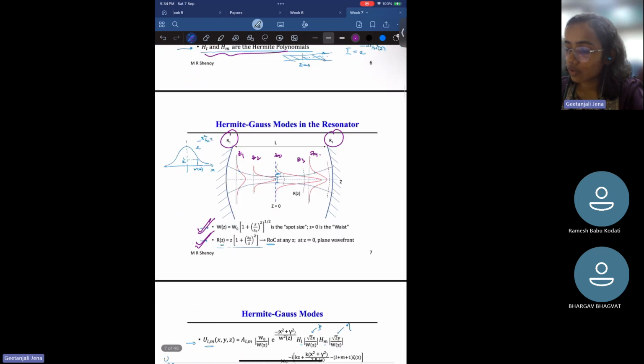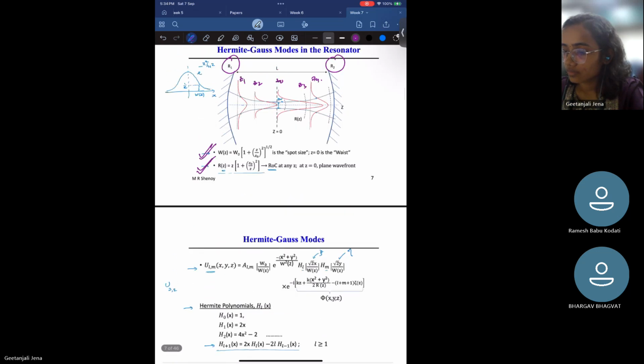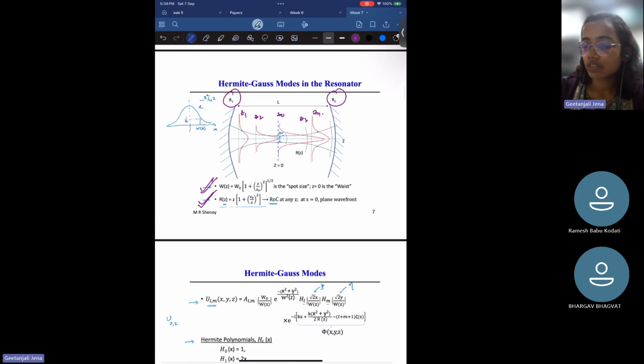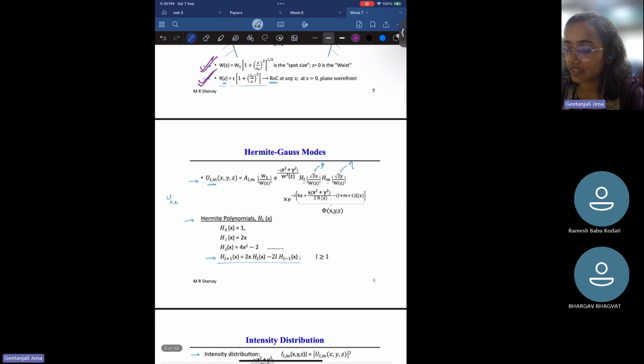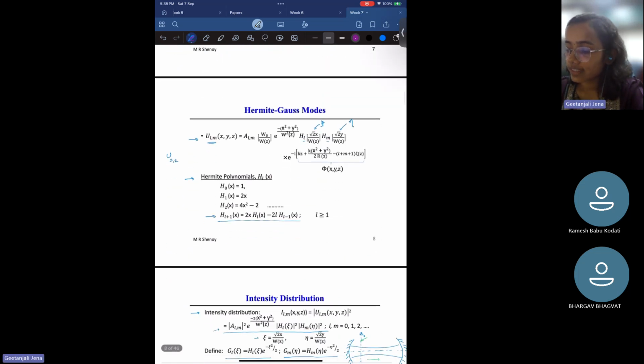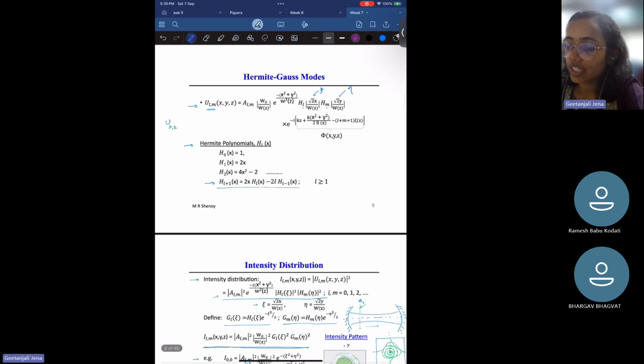So I think these are all small parameters and some small information that you need to know, that is, the relation of the spot size and the waist and ROC with Z. So let us see now the intensity distribution. But before that, let us see what the Hermite polynomial is.